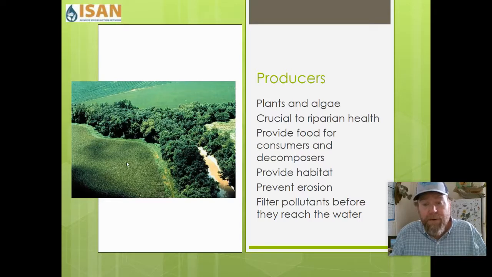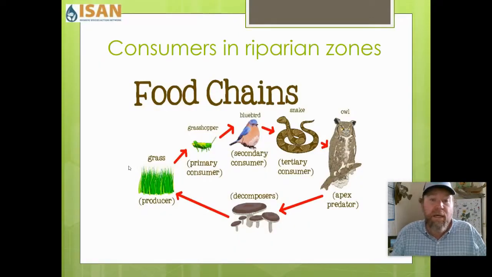So they're really important for riparian health. They provide food for consumers and decomposers. They provide habitat for multitudes of organisms, both in the water and out of the water. They prevent erosion. And like I said before, these producers form a biofilter to help keep our water resources clean.